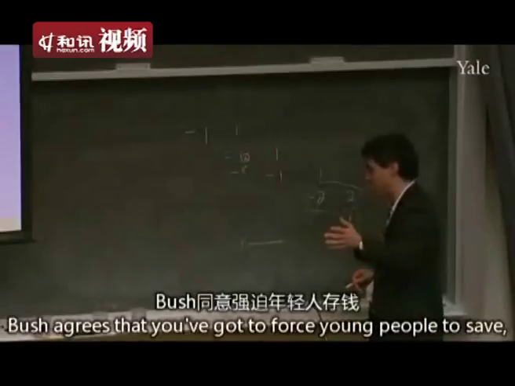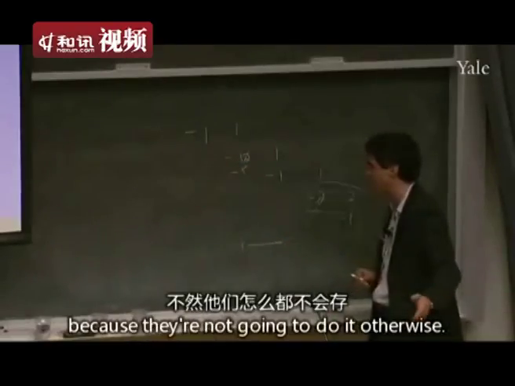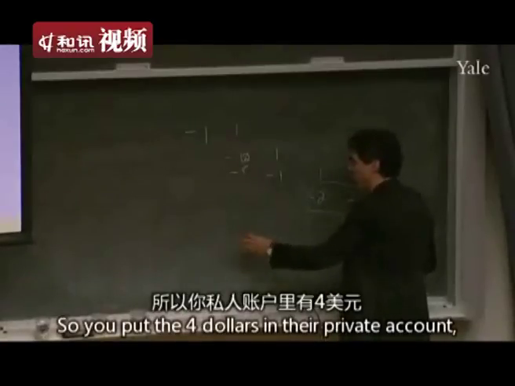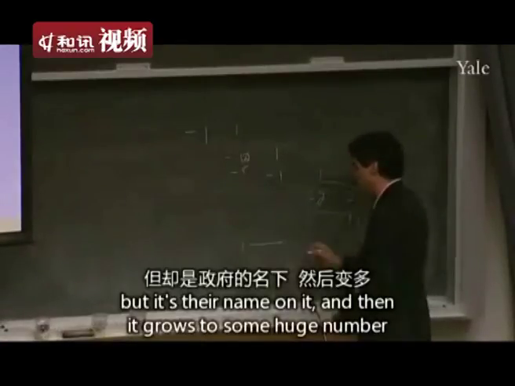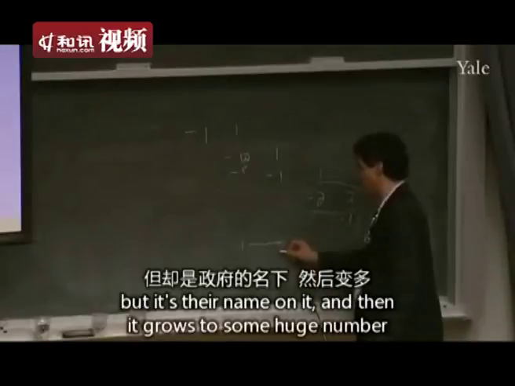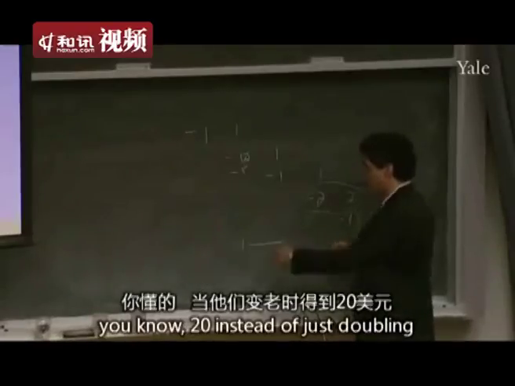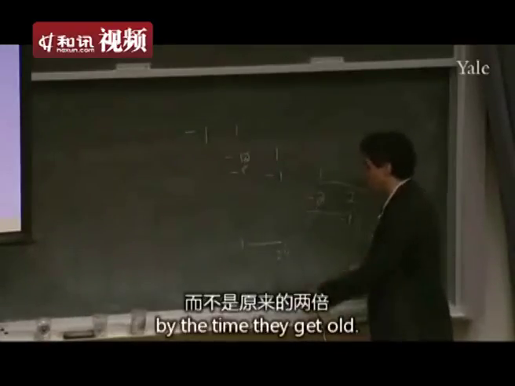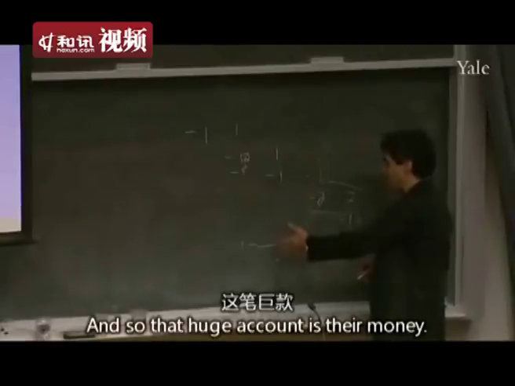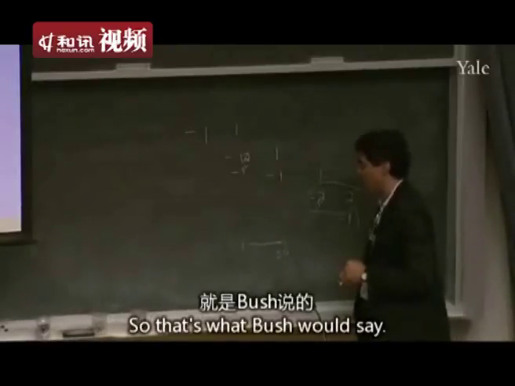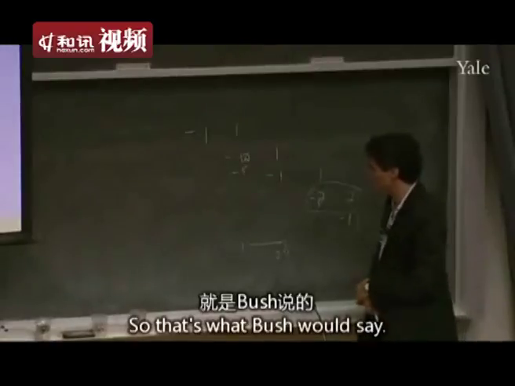Bush agrees that you've got to force young people to save because they're not going to do it otherwise. So you put the $4 in their private account, but it's their name on it, and then it grows to some huge number, 20, instead of just doubling by the time they get old. And so that huge account is their money. So that's what Bush would say.